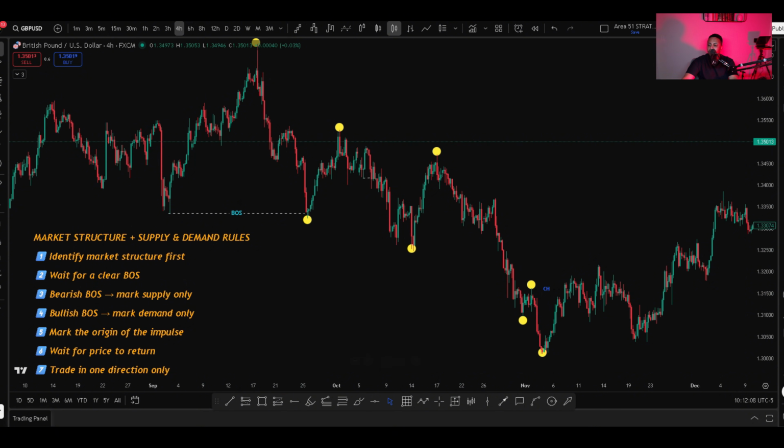Now that we have a break of structure, what do we do next? We can see market reacting.